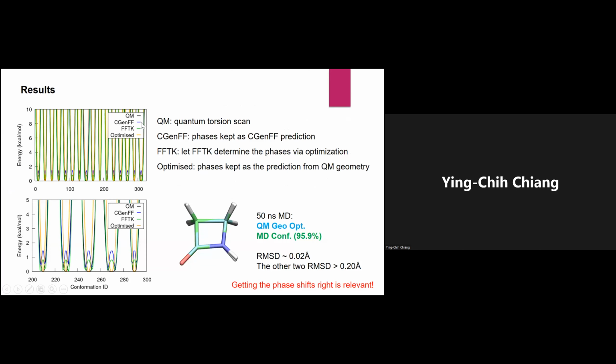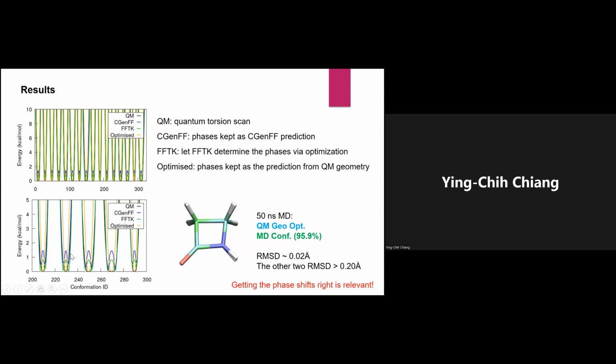And the CGenFF option means that we keep the phase the same as the CGenFF prediction. And FFTK means we let the FFTK determine the phases through the optimization. And the optimized one means we keep the phase the same as the prediction from the geometry.